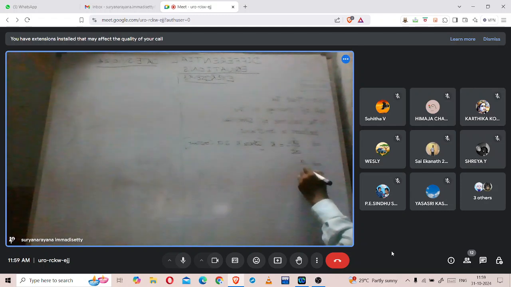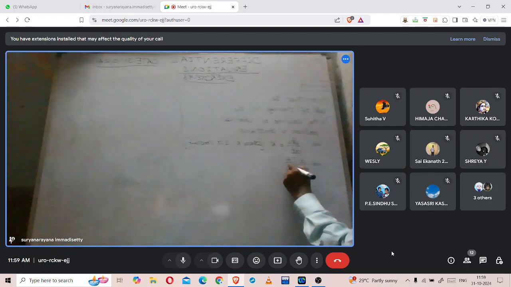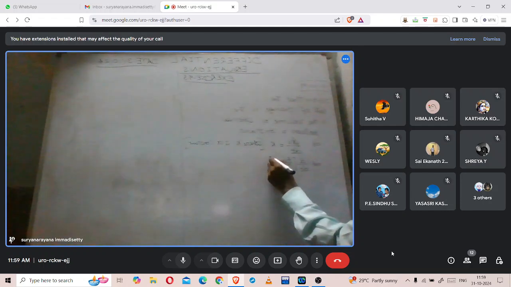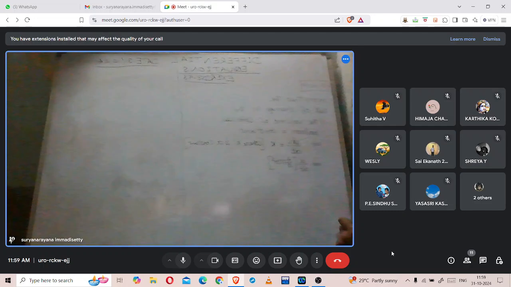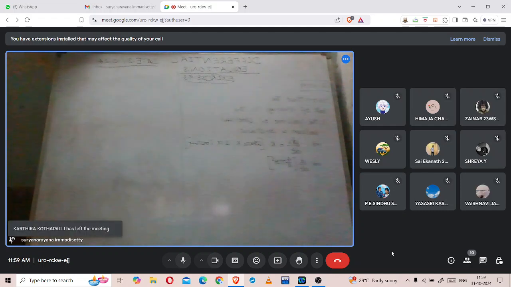So d by dt of what? What is the volume of a sphere formula? 4 by 3 pi r cube. This only, 4 by 3 pi r cube, volume of a sphere. Is it the volume of a sphere or not?